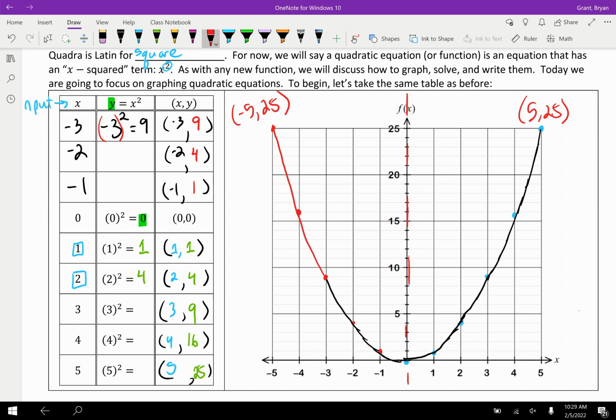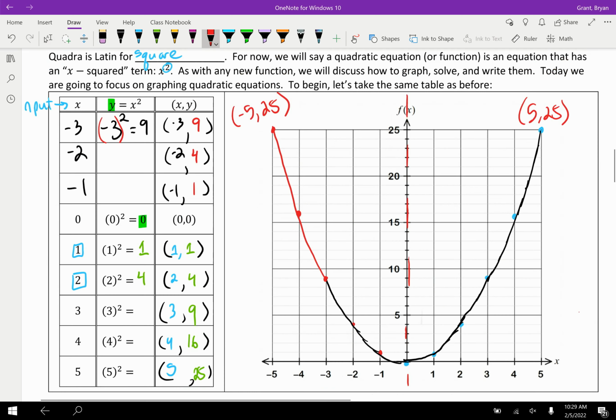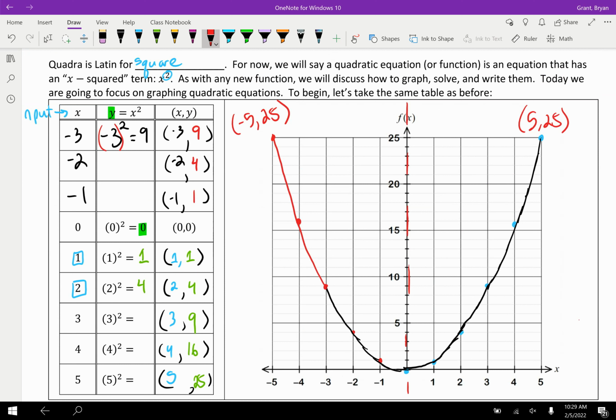Now I did mention in 3, where did the arrows go? Well, does this quadratic graph stop at each of those endpoints? Well, no, it doesn't. It's going to keep going. We could try -6 or +6. We do need to throw arrows onto the end.